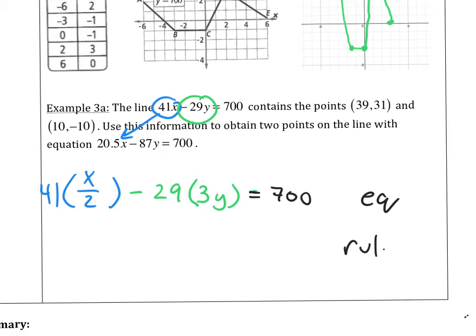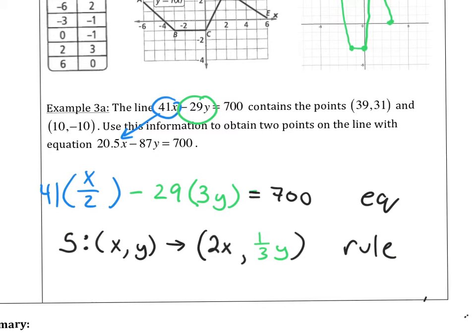So how do I describe the rule? What is happening to the x? What's happening to the y? Fraction, which is division. Good. So here we see that the x is being cut in half. So in the equation, the rule means I'm stretching it by 2. I'm doubling the x. Here I see in the equation, my y is being tripled. So that means I'm compressing it. The vertical is being compressed by 1/3. So that's my rule. So all I have to do now is double my x and divide by 3 on my y.